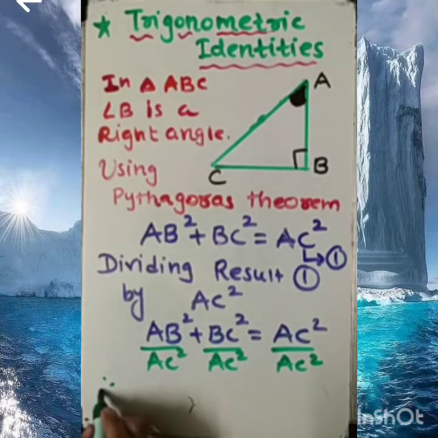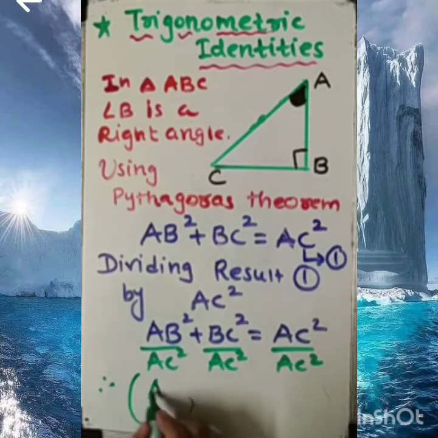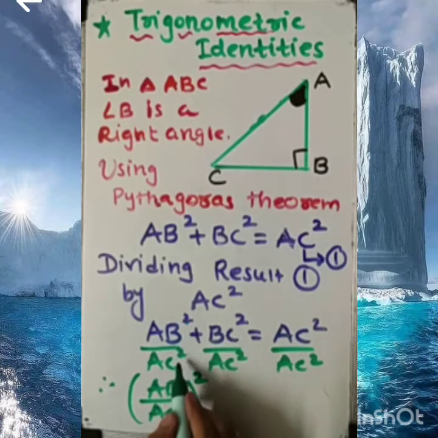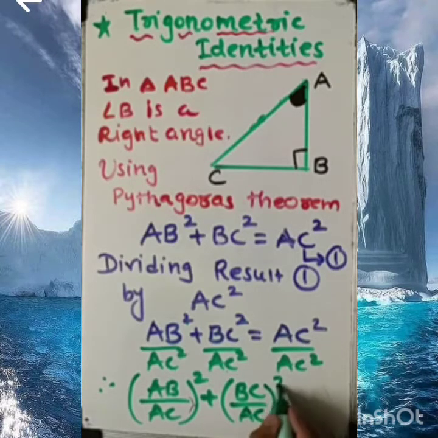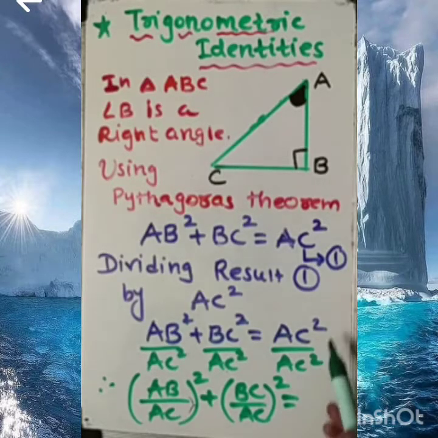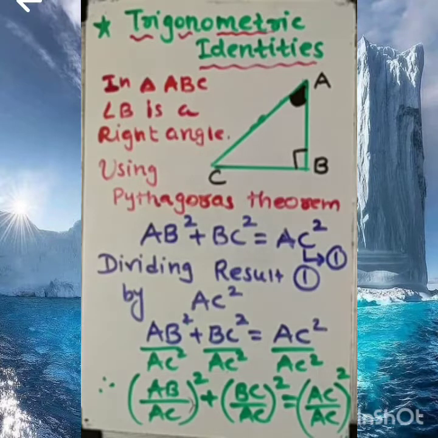So dear student, can I write AB by AC whole square, because it is the square of numerator and denominator both. Similarly, here BC square upon AC square, so I can write BC upon AC whole square. And for this side, you know very well, AC square upon AC square directly cancels, but first I am writing AC upon AC whole square.